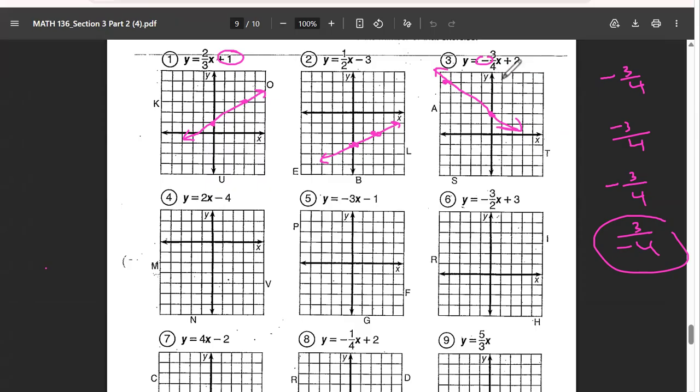So remember that your graph should coincide with if it's positive or negative in front of that slope. In this case, it's negative, so we should have a negative slope. Okay. All right. So why don't you guys try number 5 here.